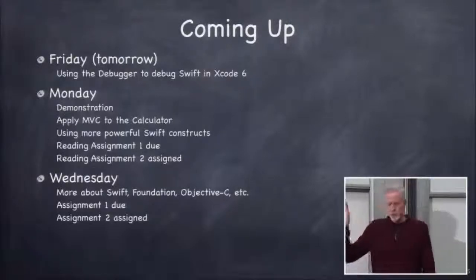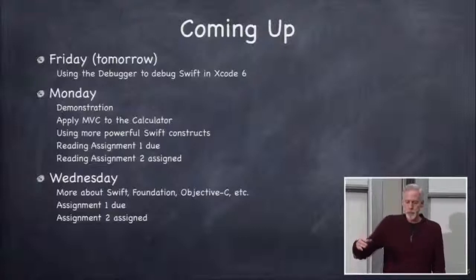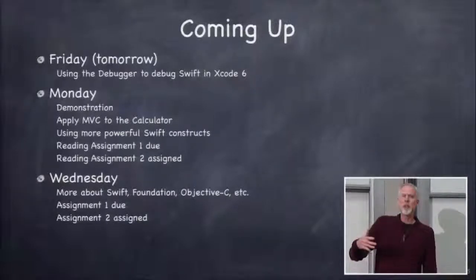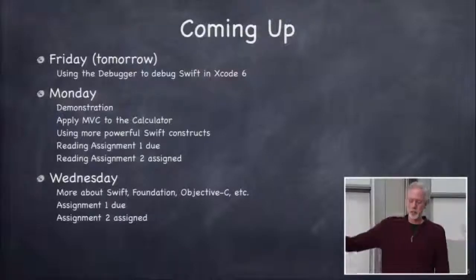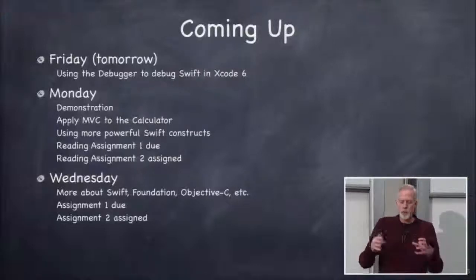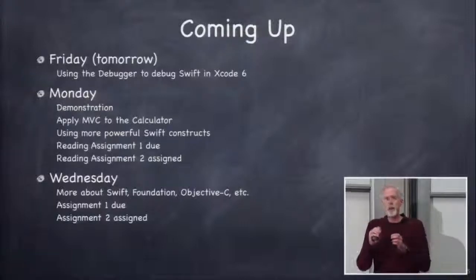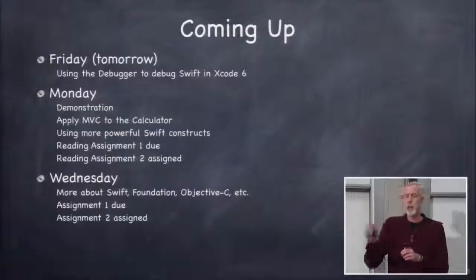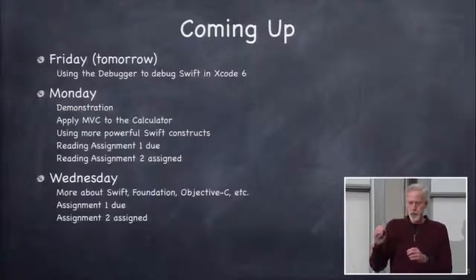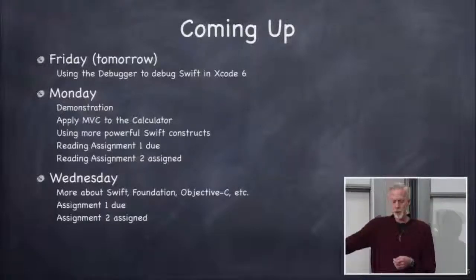And then next Monday, your reading assignment is going to be due. In other words, you should be done with that reading assignment before the start of Monday's lecture. And I'm going to assign you another reading assignment. It might be your only other reading assignment. Perhaps there'll be a reading assignment 3, but it won't be any more than that. And then on Wednesday, I'm really going to dive into Swift and Foundation. I'm going to talk a little bit about the Objective-C legacy. And then your assignment 1 is going to be due a week from today. It's been posted for you. And your assignment 2 is going to go out next Wednesday and be due the Wednesday after that, just for a little bit of advanced planning for all of you. Okay? Any other questions?